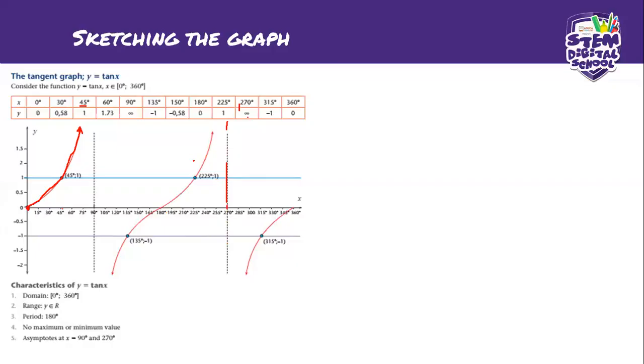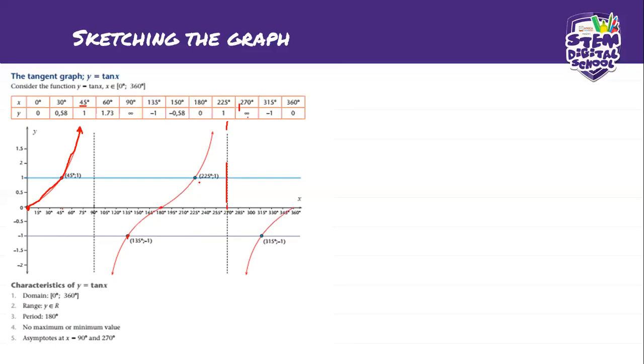Now you'll have 135. At 135, the corresponding y value is -1. Here is that point. You just join the point, and then you go to 180. At 180, the corresponding y value is 0. It's at this point there.